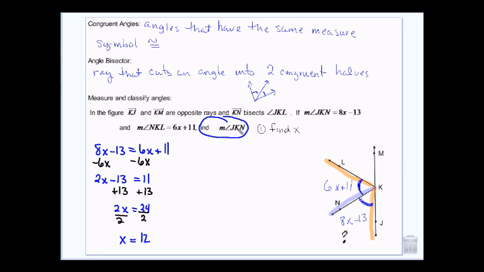Now we want to find JKN. JKN is equal to 8x minus 13. X is equal to 12, so that's 8 times 12 minus 13. So that is 96 minus 13, which is 83. Did I do all that right? Okay. So degrees though. The x won't have degrees because it's just the value of x, but the whole angle measure will have the degrees on it. So JKN is 83 degrees.